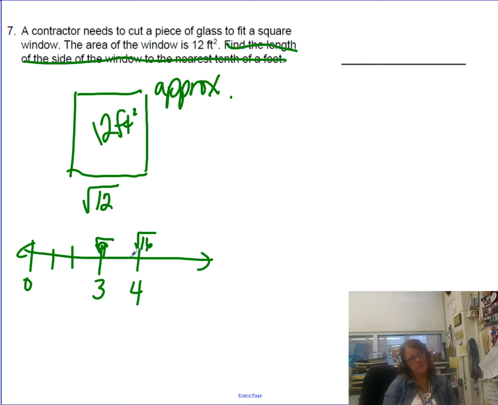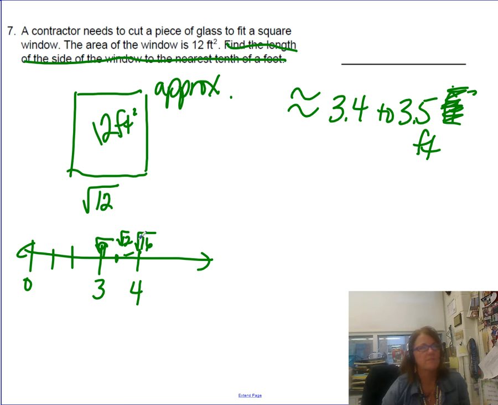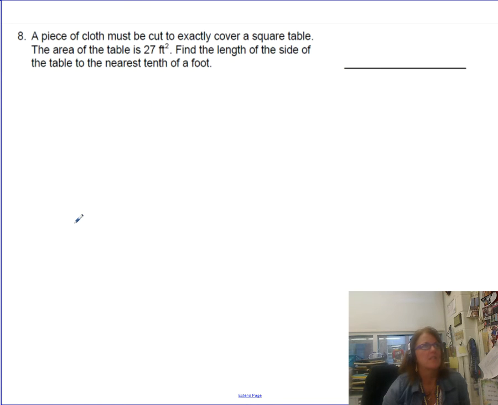Now 12, where's 12? Is it closer to 16 or closer to 9? Because it's somewhere in between these two. It's 4 away there, 3 away there, so it's a little less than halfway, is my guess. I would say this is approximately 3.4 to 3.5 square feet. Or no, side length, just feet. Whew, that was a close one. Okay. There you go. Let's look at this last one.